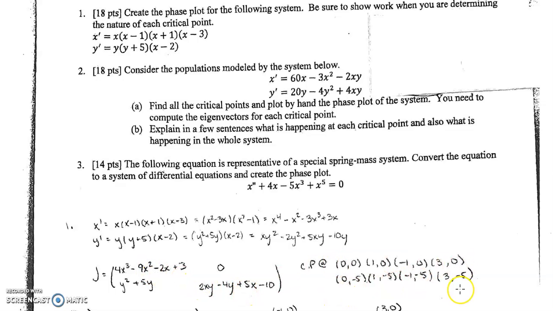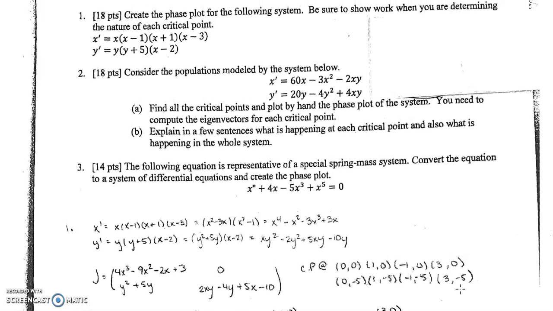And then you've got these guys. Fortunately, there's lots of zeros here, right? The ones that are going to be the most complicated to plug into all this stuff are going to be the 1, 5, -1, 5, the 3, 5, right? All the other ones have zeros, so that's convenient.